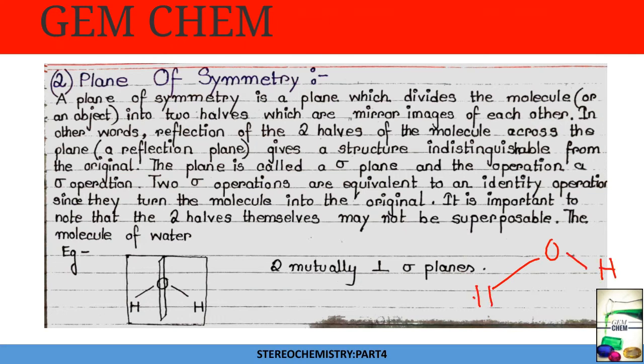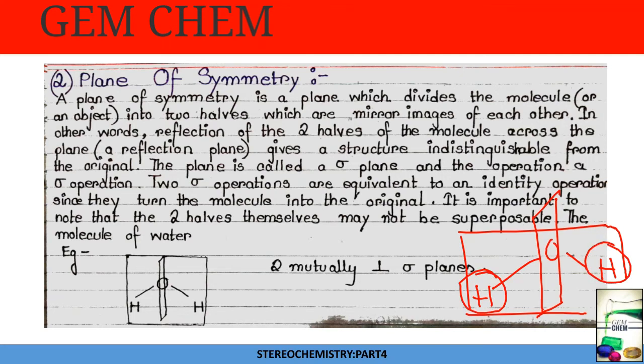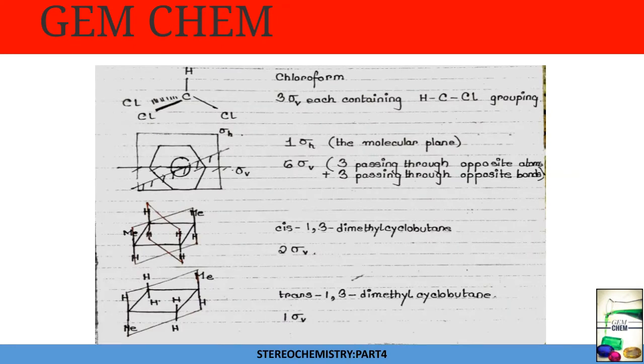The plane in which the molecule is present is itself a mirror to divide the water molecule, whereas another plane passes through this oxygen and divides this one to give two equal halves. So two mutually perpendicular sigma planes are present. Now for the chloroform, we can see 3 sigma V's. Sigma V's means passing through the principal axis.